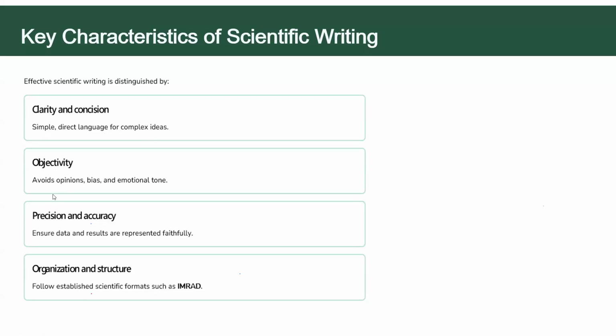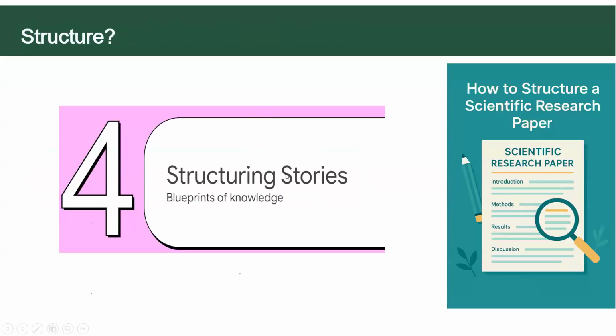Now, precision and accuracy: data should be precise and accurate. Now, here comes a proper organization structure, that is IMRaD. Have you ever heard about IMRaD? IMRaD is a key that is very important for your research: how you will structure your story. The structure is IMRaD: introduction, methods, results, and discussion.